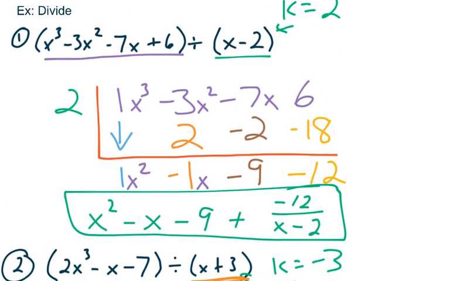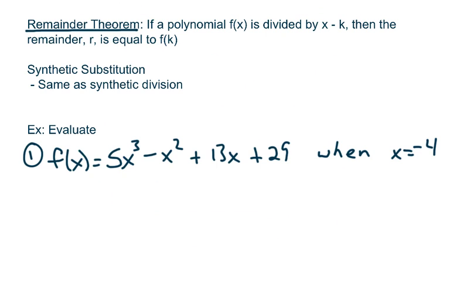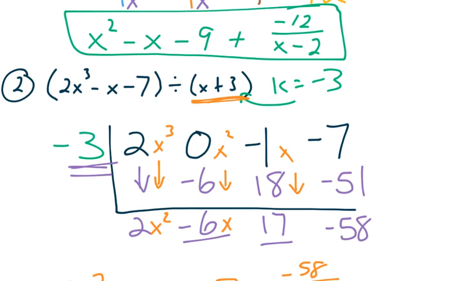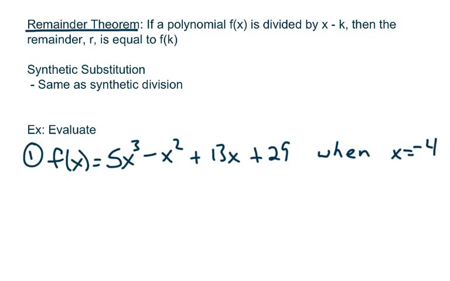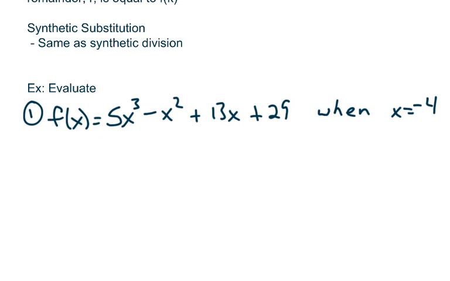What this is telling us is that rather than having to plug and chug like we did in section 1, where if I told you to evaluate this when x equals negative 4, we can think of this as dividing by x plus 4, where negative 4 is our k value. So if I evaluated this at x equals negative 4, my answer is the remainder. If I were to plug negative 4 in for these x's, what I would get is negative 359. Okay? So let me show you what this looks like.